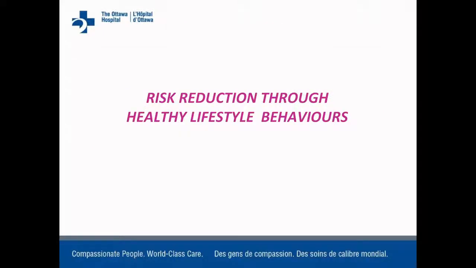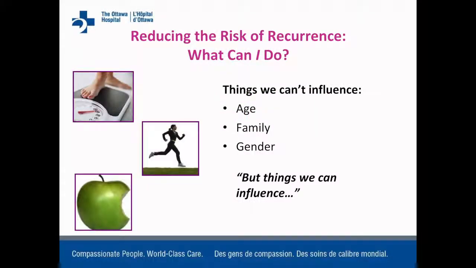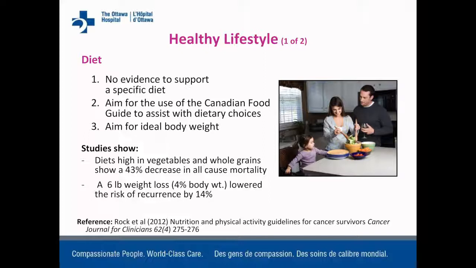We've talked about the fear of recurrence, but I'd like to switch gears now and talk a little bit about the things that we can do to influence outcomes and help reduce the risk not only of recurrence, but of our side effects and generally improve our overall health. As I've noted here, there are some things that we can't change, like our age, our family makeup, our gender, but there are some things that we can do for our overall health. Over the next few slides, I want to talk about healthy lifestyle and, in particular, diet and exercise.